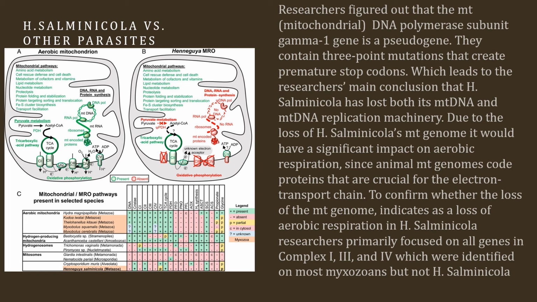Once the mitochondrial genome is lost, it would have a significant impact on aerobic respiration since animal mitochondrial genomes code proteins that are crucial for the electron transport chain. To confirm whether the loss of the mitochondrial genome is indicated as a loss of aerobic respiration in H. salminicola, researchers particularly focused on all genes in complex 1, 3, and 4, which are present in most myxozoans, but not H. salminicola.